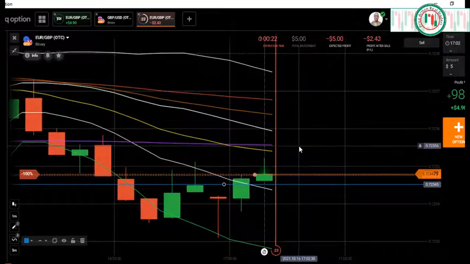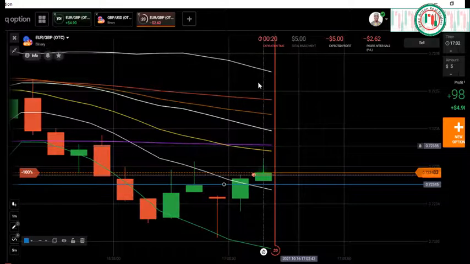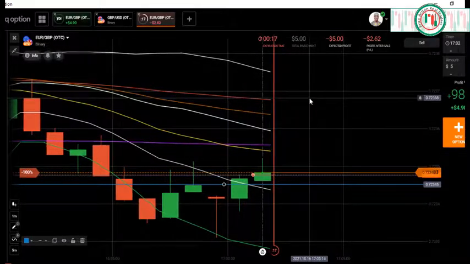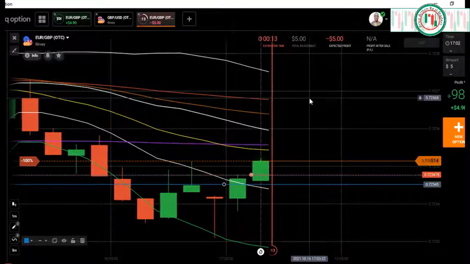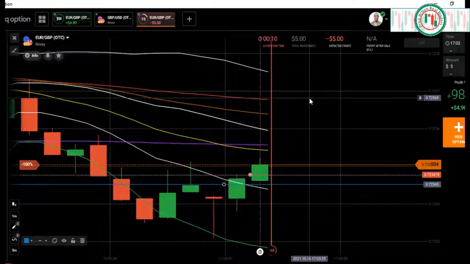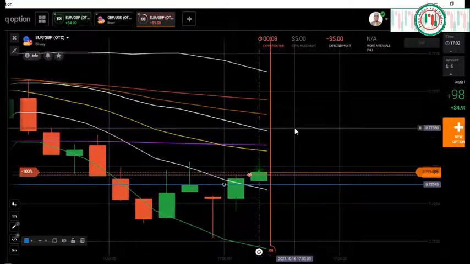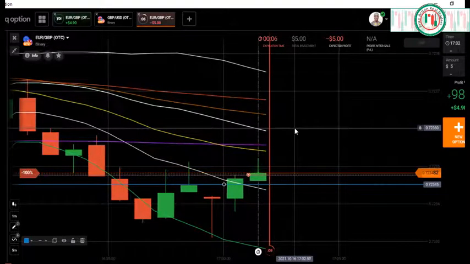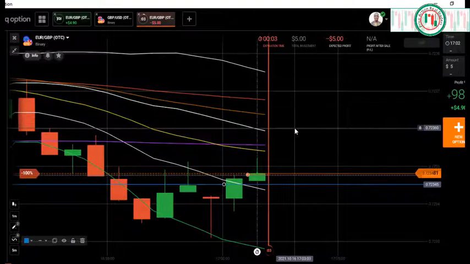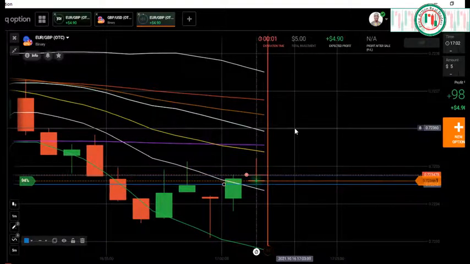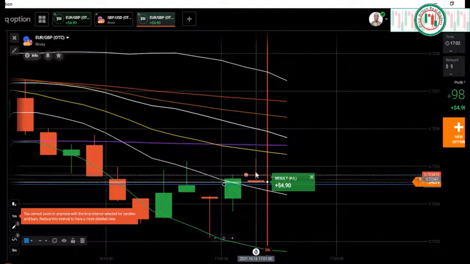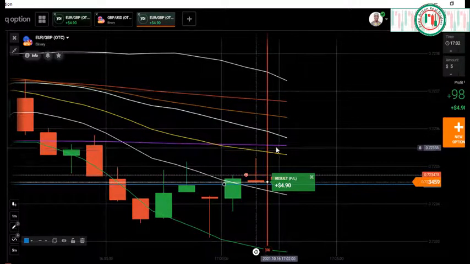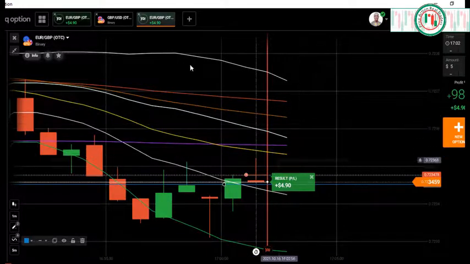So let's wait and see. We have 20 seconds, we have 15 seconds now. This candle must be red candle. Maybe on the expiration time it will close below my entry point. You see this candle is red candle, so I know definitely this candle must be red candle. So that's why I place my trade put option at this level.